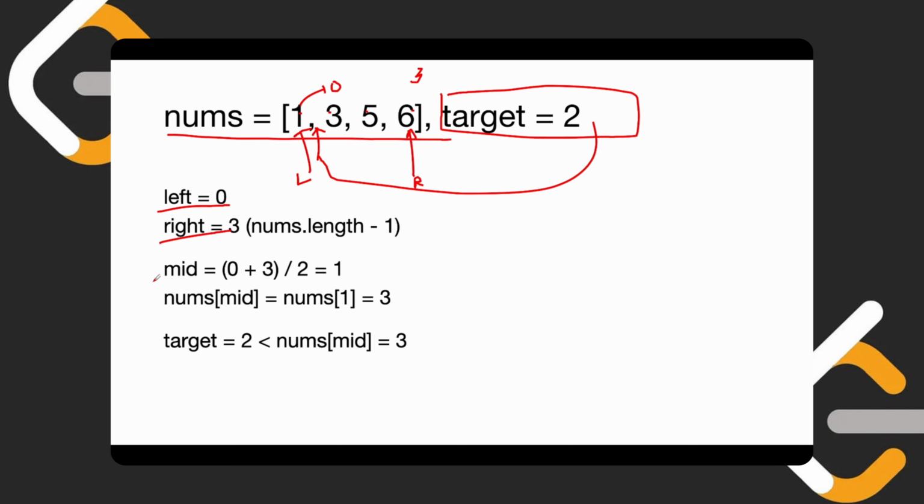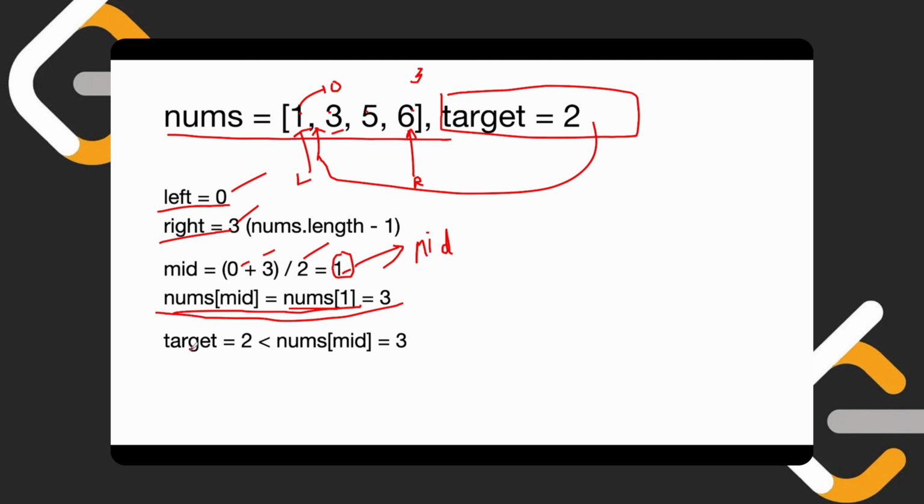As a next step, we have to find the mid value. What is the value of left? Left is 0, and right is 3, right? So 0 plus 3 is 3. 3 divided by 2, you will get the answer as 1.5, but 1 is considered over here as the mid value. Now check nums of mid, which is nums of 1. What is the value in the nums array at first index, which is 3, right? So nums of mid is equal to 3 over here.